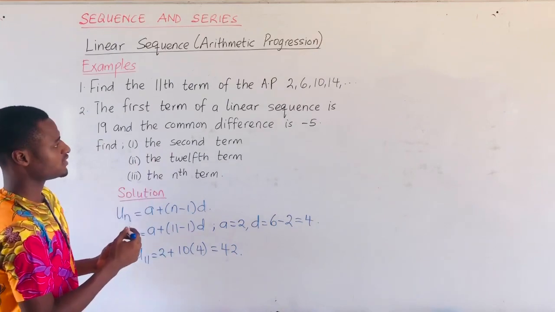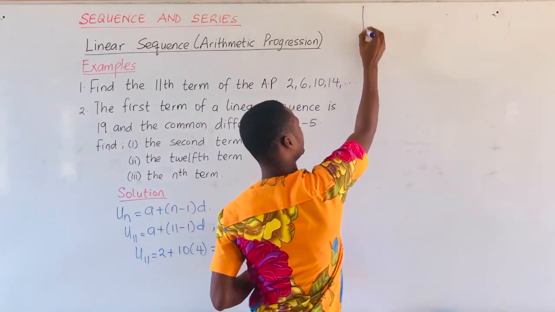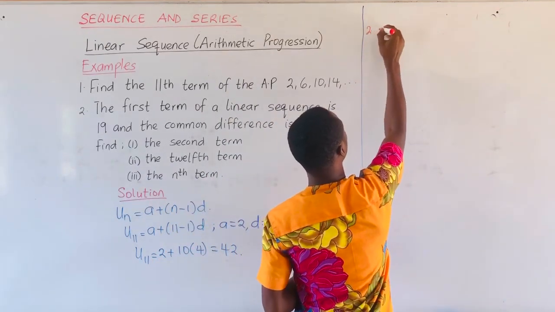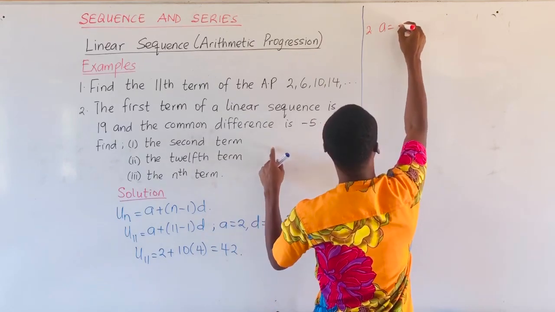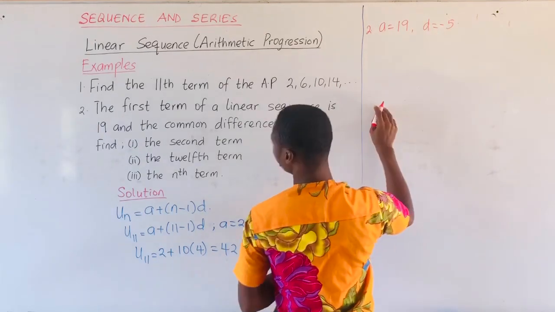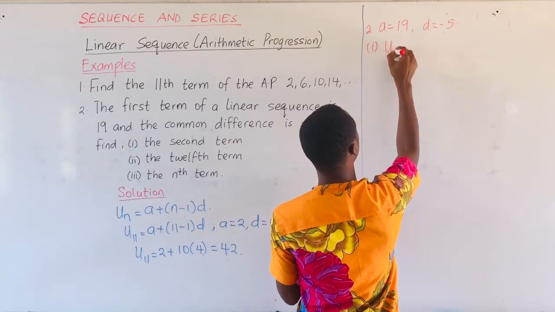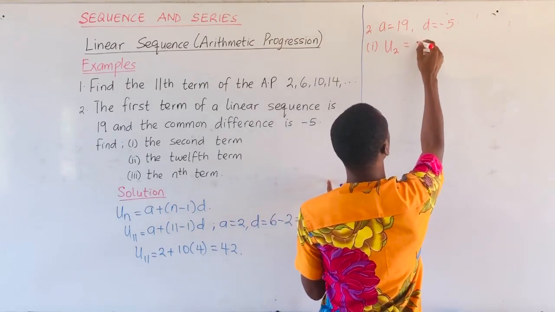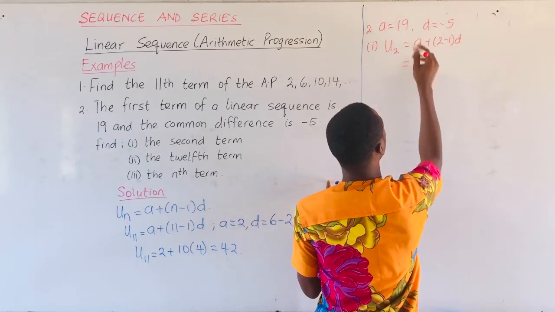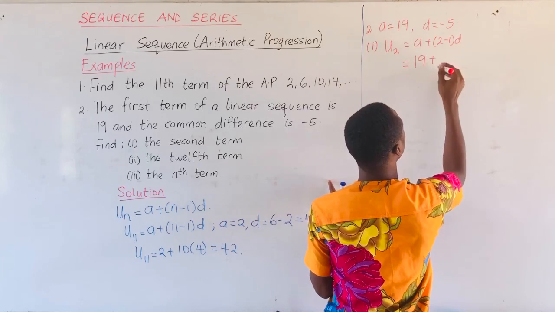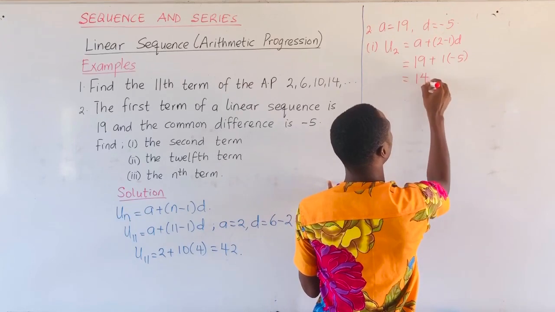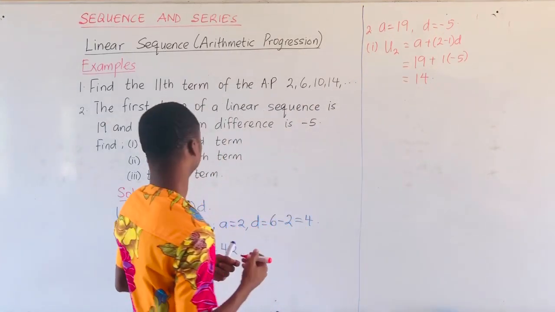Then for the next question, we are given some information. We are given that the first term, A, is equal to 19. And the common difference is negative 5. So if we are finding the second term, which is U2, then that will be equal to A plus 2 minus 1D. A is already given, plus 2 minus 1 is 1 times negative 5. And this will give us 14. That is the second term of this sequence.